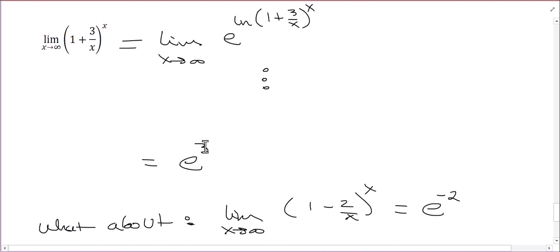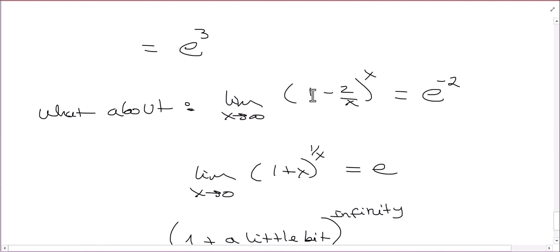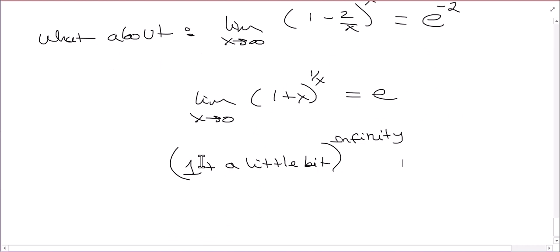E cubed. This is 1 minus a little bit now. But you can say 1 plus a little bit, and the little bit just happens to be a negative number. So 1 plus a little bit to the infinite power has something to do with e. What something to do with e? E to the minus 2. So 1 over e squared. And so on. So if you have essentially 1 plus a little bit to the infinite power, it has something to do with e.